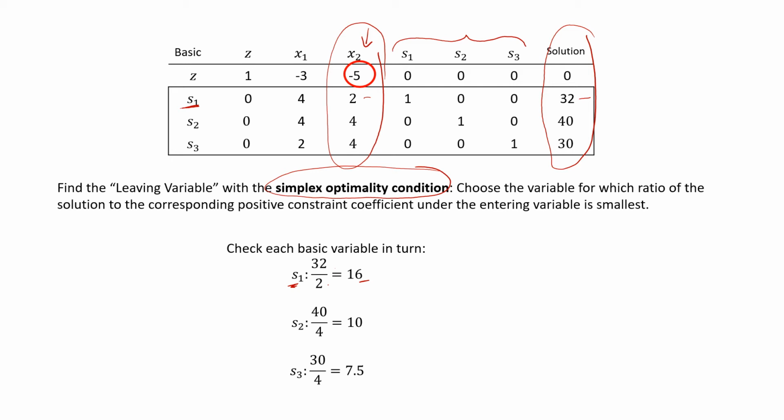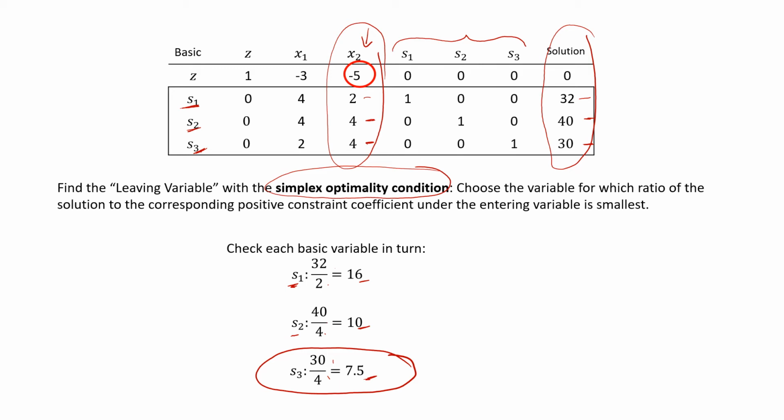Do it for all of them. 40 divided by 4, and that's the S2 row. So S2 is 40 over 4, which equals 10. The S3 row is 30 divided by 4. 30 divided by 4 equals 7.5. Then you take the smallest one, and that becomes your leaving variable. So you're going to make S3 equal to 0, and you're going to make S2 equal to something other than 0.